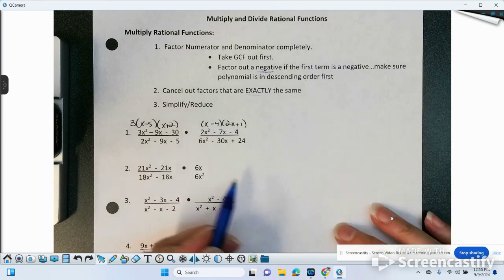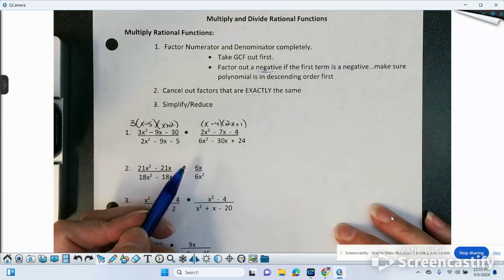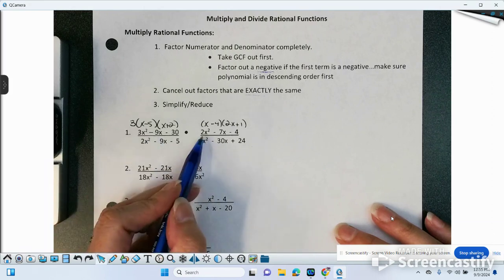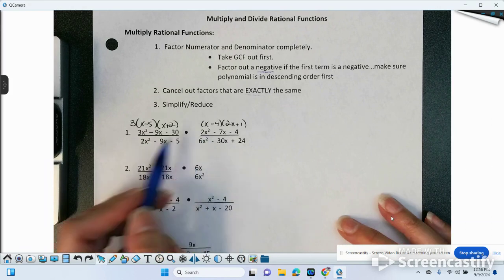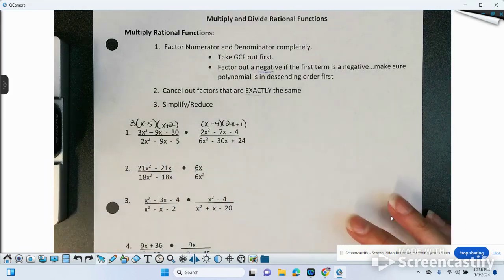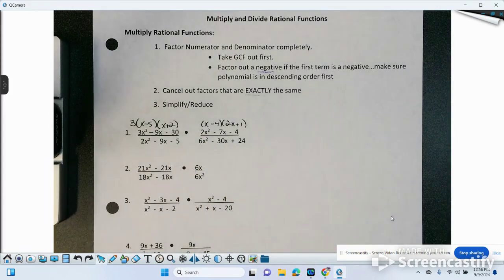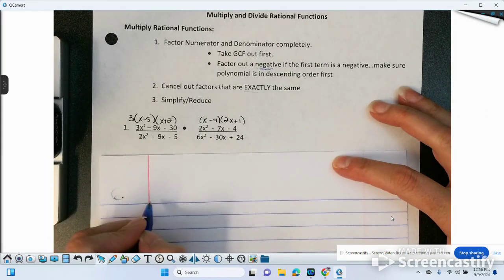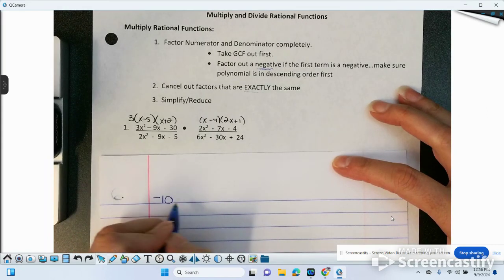So this first one, so that we didn't have to do so much factoring, I've already worked out the top one for you. We've already factored that top one for you. And now we're going to factor this bottom part. So what you need to do is think about what number. There is no GCF. So we're going to say, well, what numbers multiply together to give me a negative 10 while adding to give me a negative 9?